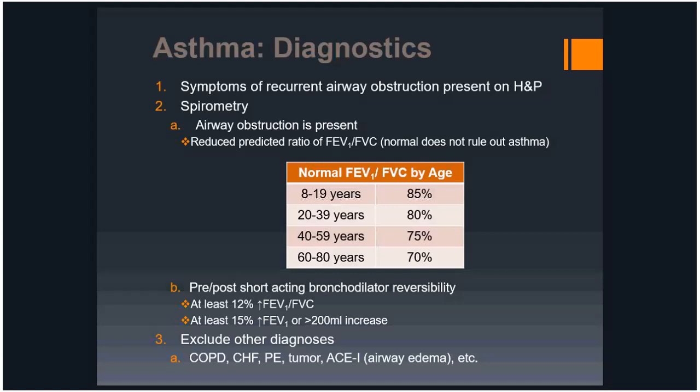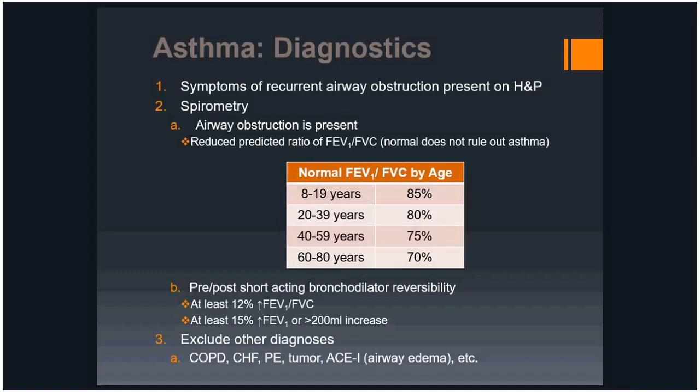So when you look at a normal FEV1 FVC ratio by age, here you have a table that shows what is expected based on various age ranges, and you can see the normal decline that does occur with age. And so this would be the predicted normal FEV1 FVC ratio based on age, and then you would compare that to the patient's actual.